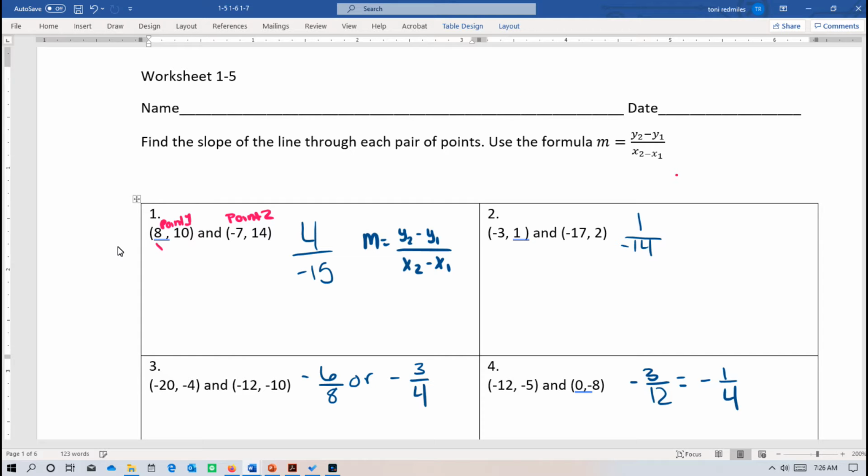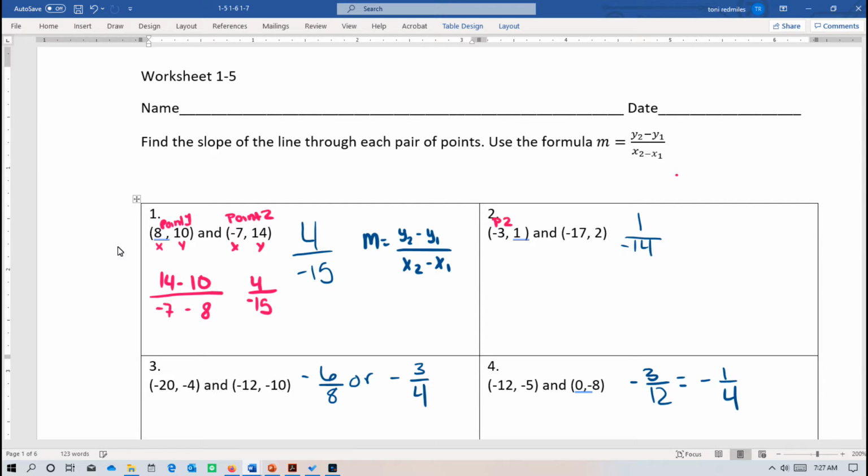So this is x, this is y. Remember, x comes first in the alphabet, so it comes first in my coordinate point. All right, so y point 2 would be 14. Y point 1 would be 10. X point 2 would be -7. X point 1 would be 8. All right, so 14 minus 10 is 4. -7 minus 8, I'm adding up my debt. It's going to be -15.